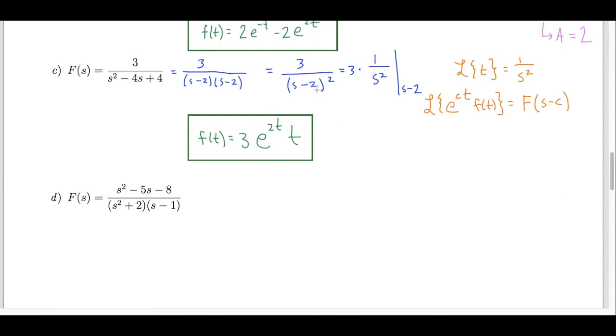Specifically here, if I can rewrite my denominator so that it is a function of some s minus a constant, then I'll utilize this theorem to recognize that my function has been multiplied by an exponential. Let's keep rolling. Let's take a look at example D.